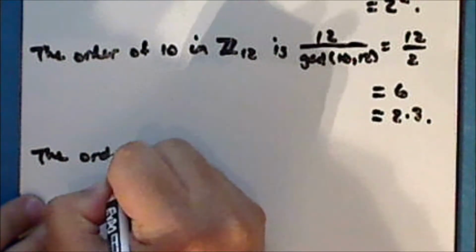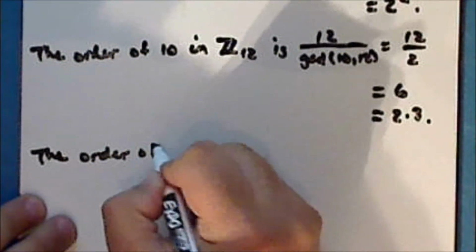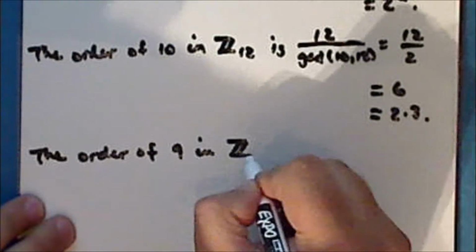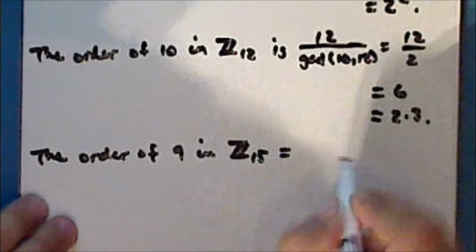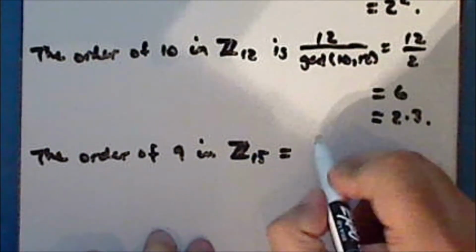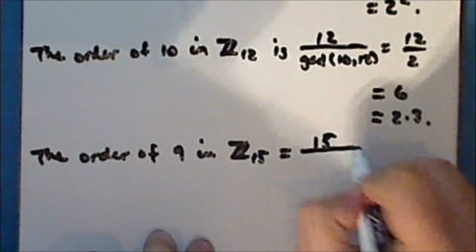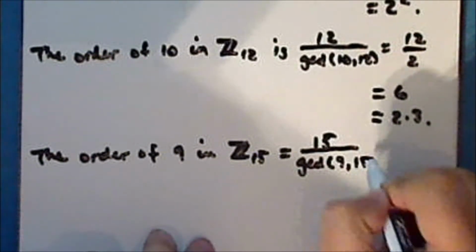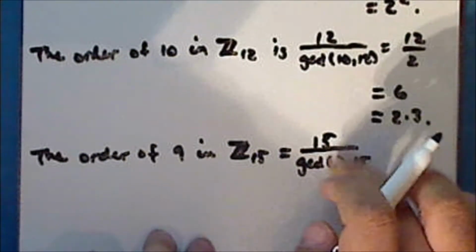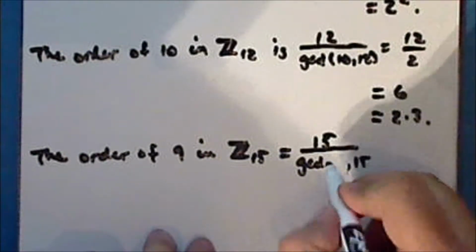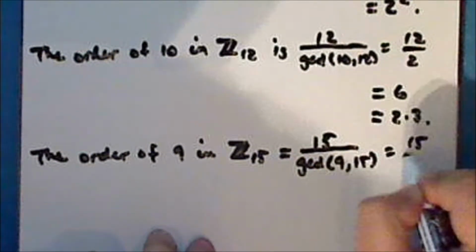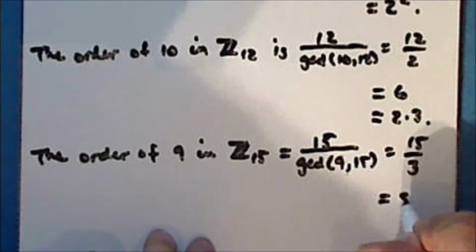The order of the element 9 in the integers modulo 15 is the order of the group, which is 15, divided by the greatest common divisor of 9 and 15. Which is 15 divided by 3, or 5.